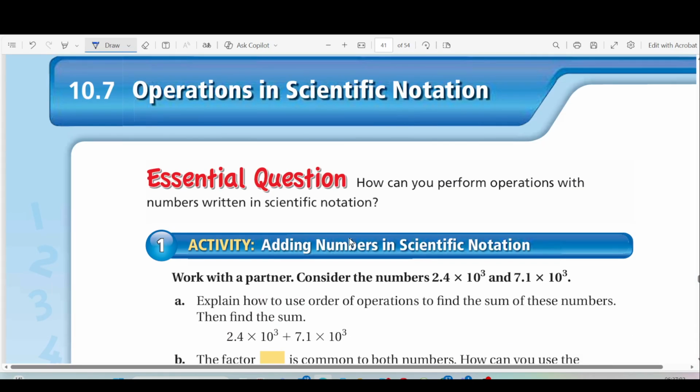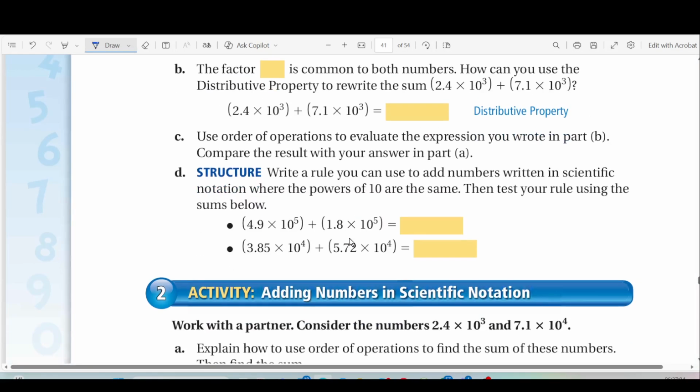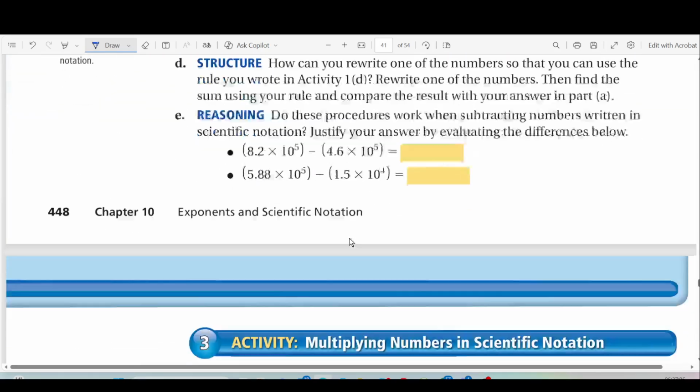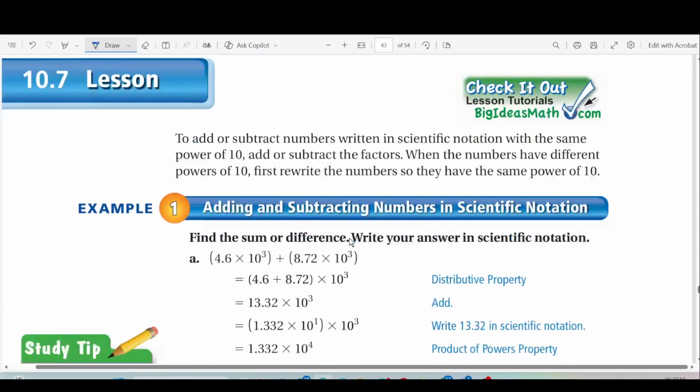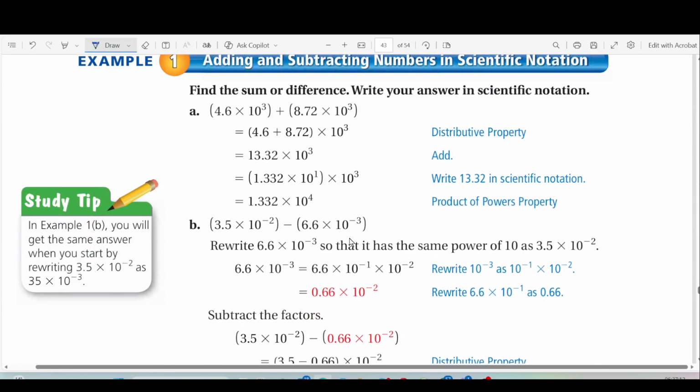Now let's see operations in scientific notation. How do we add, subtract, multiply or divide them? For addition, to find the sum of two numbers in scientific notation, first we add the factors.